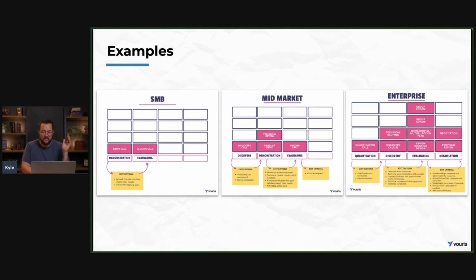This is the example that we've been using. And then enterprise. So if you have more of an enterprise sale, you can see a lot more meetings take place. If you have a deal in the evaluating stage, we might have 2 different group reviews going on, workshops, mutual action plans that you're doing with them, like a meeting to actually build out the mutual action plan. You might do that even earlier, right? You can see how these things can get pretty intense. That's the idea here. They all have clear exit criteria.